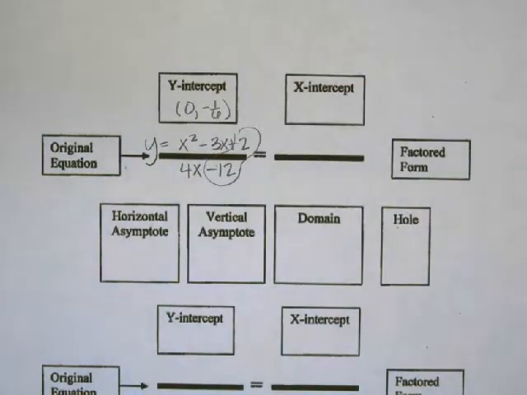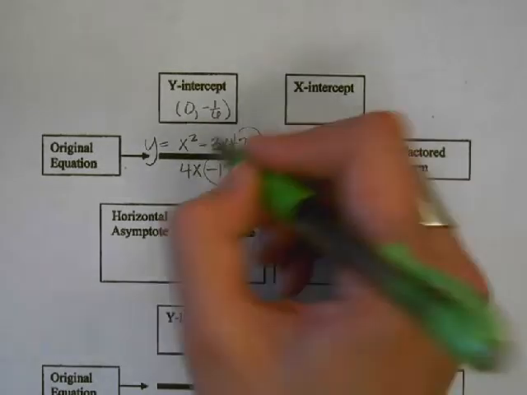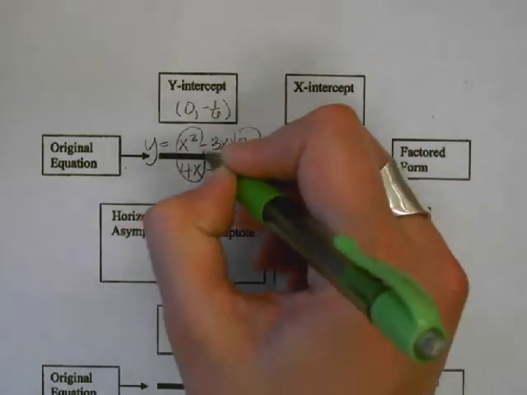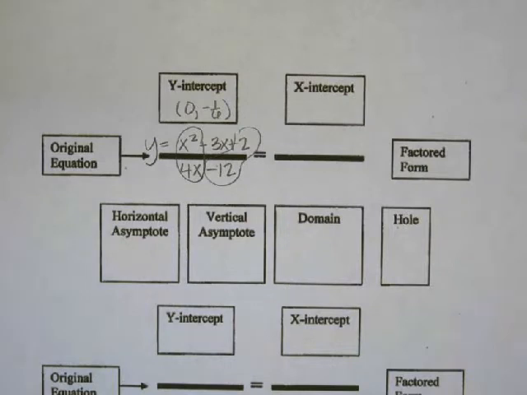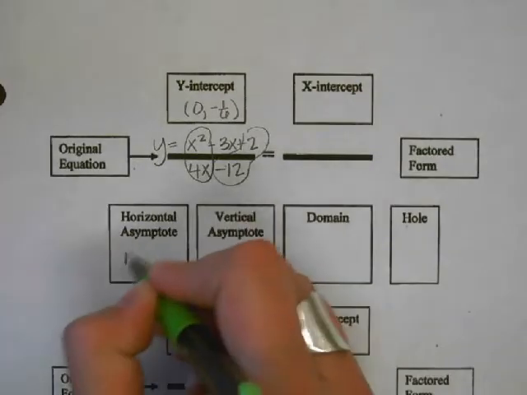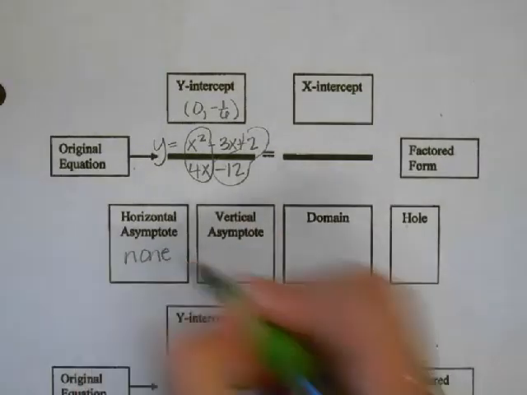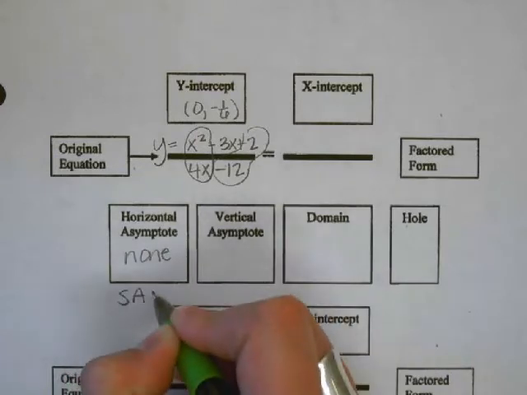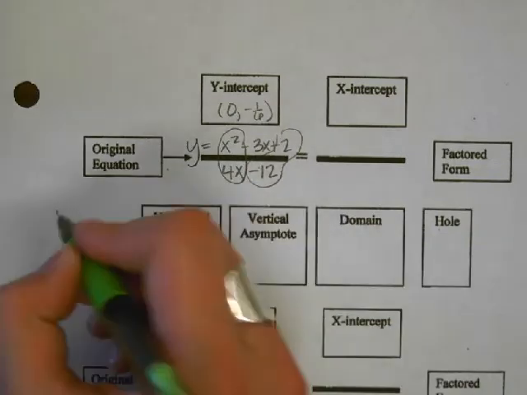And I can also figure out if I have a horizontal asymptote or not. If I look at this, I have x squared over 4x, and that tells me that I do not have a horizontal asymptote, but I do have a slant asymptote. So I'm going to go ahead and do the polynomial long division to find that.